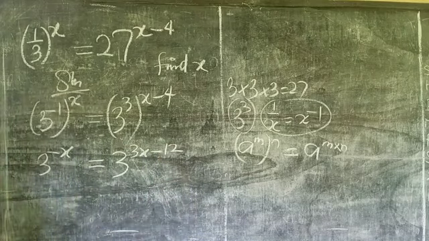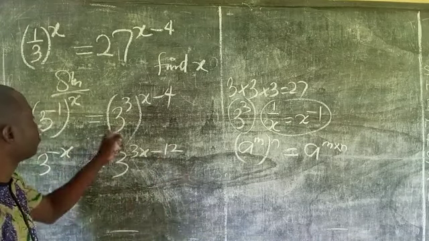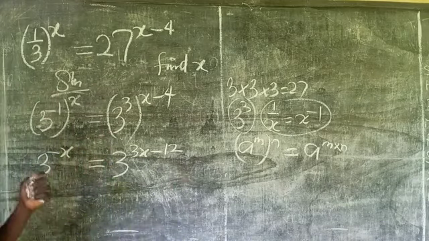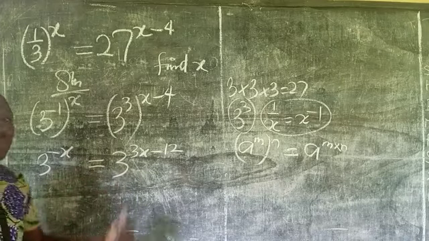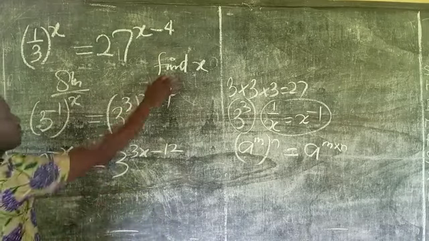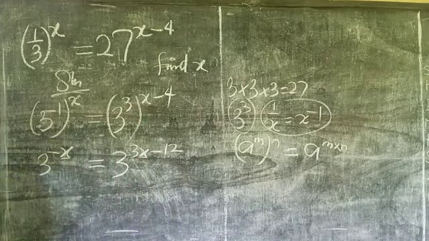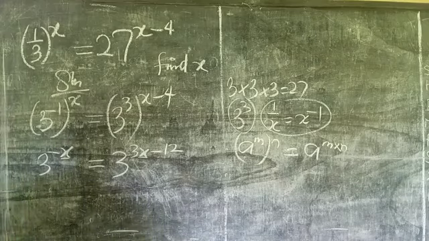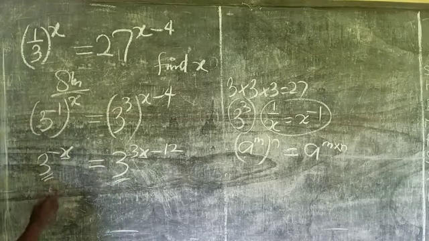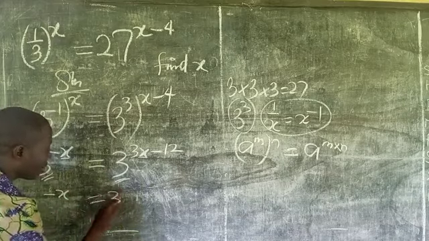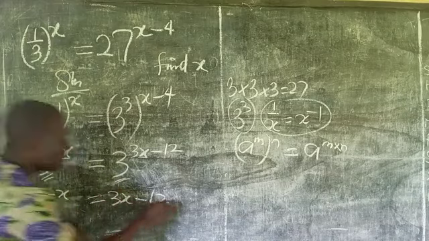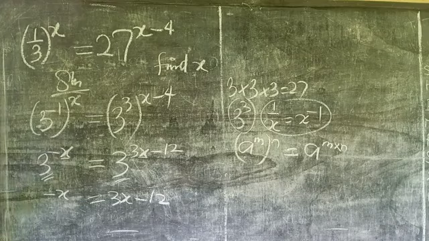This is exactly what we want to do. You know why we wanted to bring them to the same base? Because there is a law in indices that says when the bases are equal, the powers can be equated. And what we're looking for is found in the power. That is the logic behind using the laws of indices. Now we have the same base of 3, so we can equate the powers. I can say minus x, leaving the base now, equal to 3x minus 12.